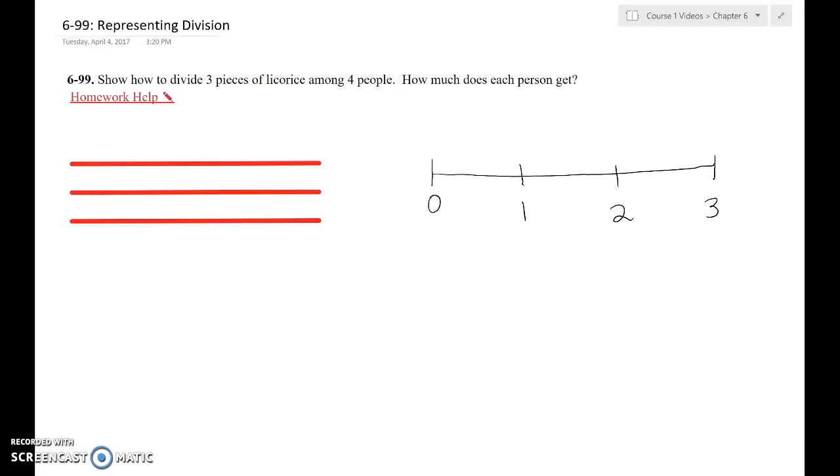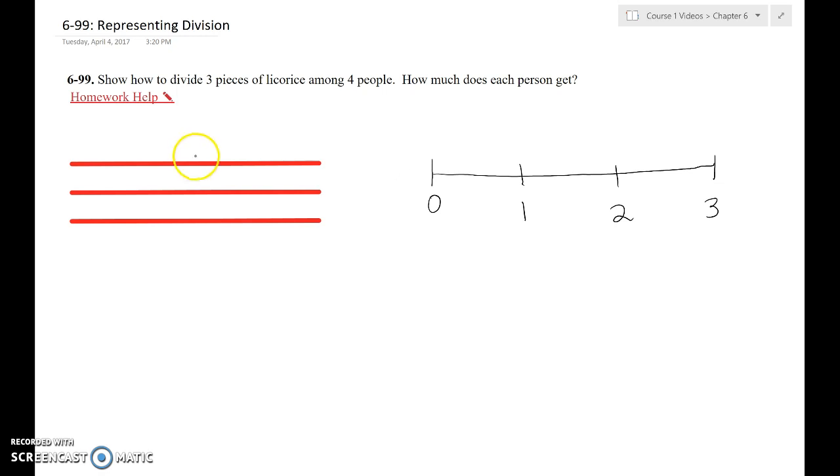Okay, problem 699 is talking about how to represent division. I'm asking to take 3 pieces of licorice and divide it evenly amongst 4 people. Well, man, darn it. Too bad we don't just have 4 pieces of licorice. How nice would that be? So if I don't have enough to give everyone 1 full piece, I'm going to need to start breaking these pieces down into smaller pieces.